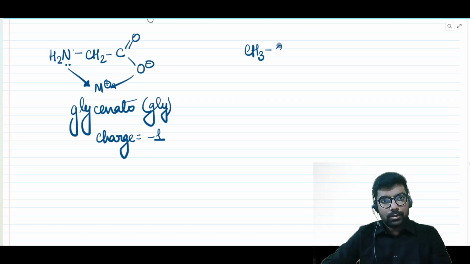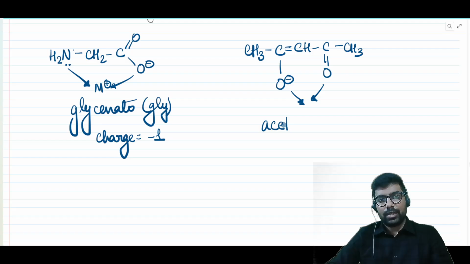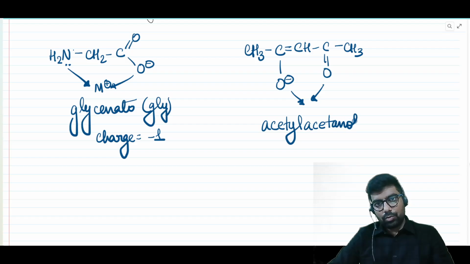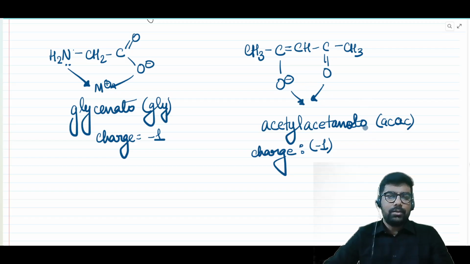Moving on. CH3 C double bond ... CH3. We have this one. This name is acetylacetonate for the complete molecule. Acetylacetonato, acac is the short form. The charge is minus 1. Again, due to the negative charge we have an O at the end.